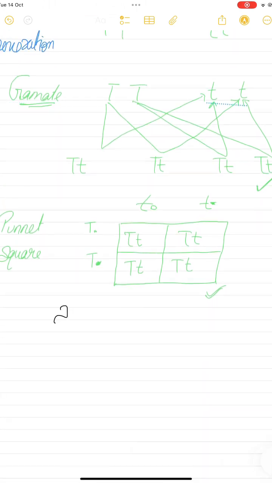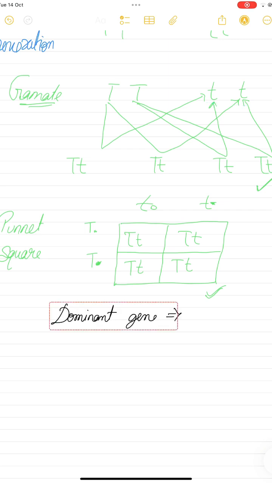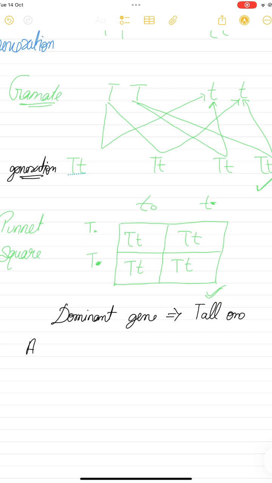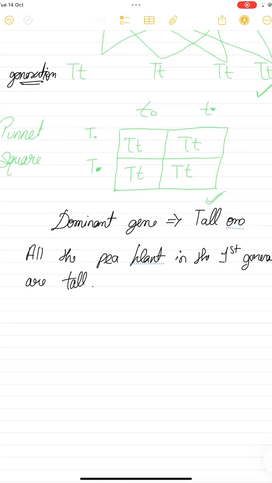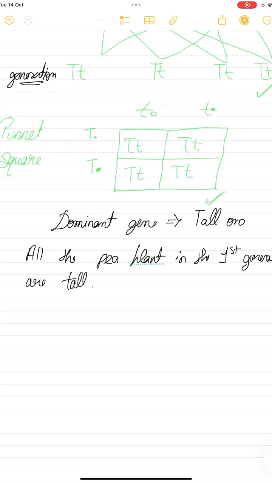Now we are going to study which one is the dominant gene. The dominant gene here is the tall one. As you can see, this is the F1 generation, because it comes from the parents he was experimenting on. Why do we say the tall gene is dominant? Because all the plants in the F1 generation come out tall.